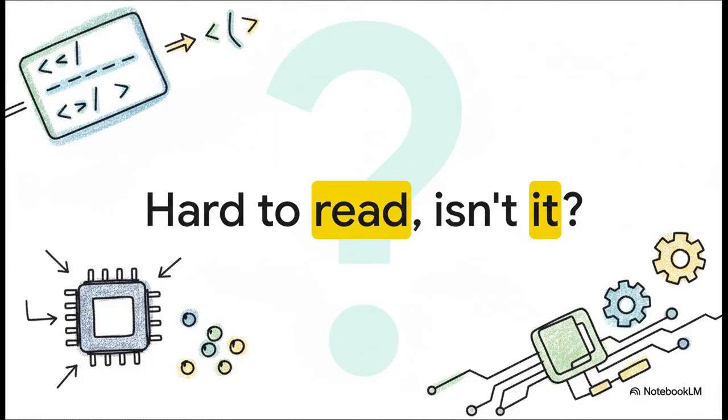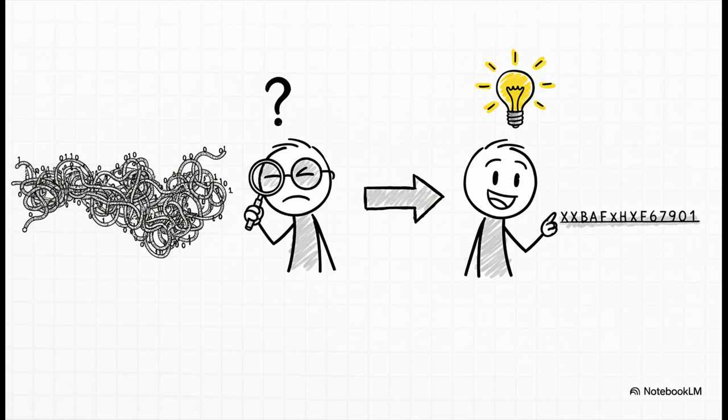Yeah, kind of hard to read, isn't it? For us humans, trying to make sense of endless strings of ones and zeros is, well, it's basically impossible. And it's super easy to make a mistake. Our brains just don't work that way. Right. And that's exactly why we came up with a better way, a kind of shorthand to make our lives easier. And that shorthand is called hexadecimal.